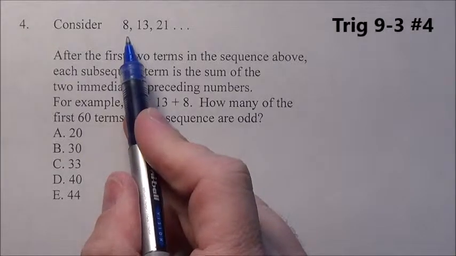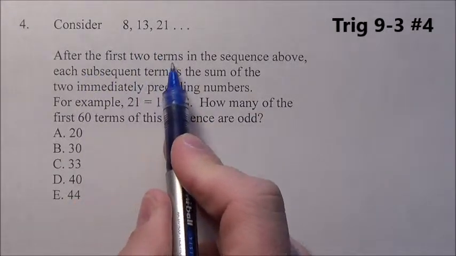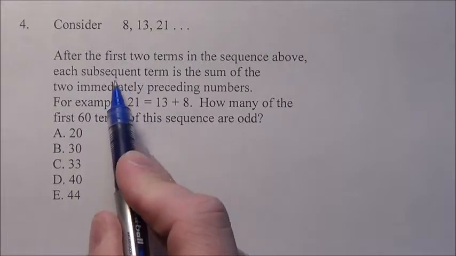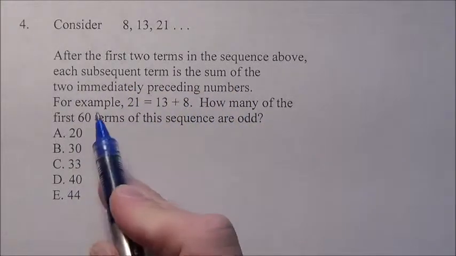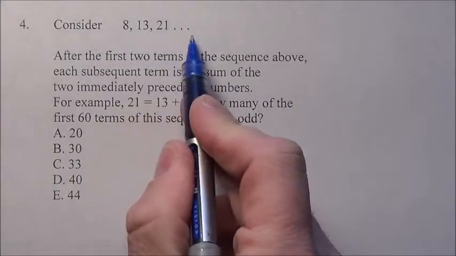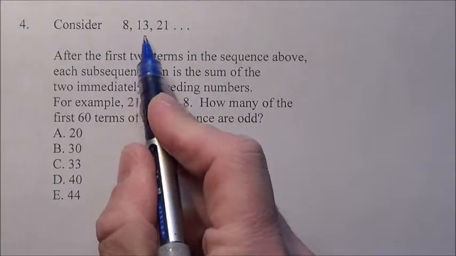Problem 4. Consider 8, 13, 21. After the first two terms in the sequence above, each subsequent term is the sum of the two immediately preceding numbers. For example, 21. In other words, we got a Fibonacci sequence here. 8 plus 13 is 21.